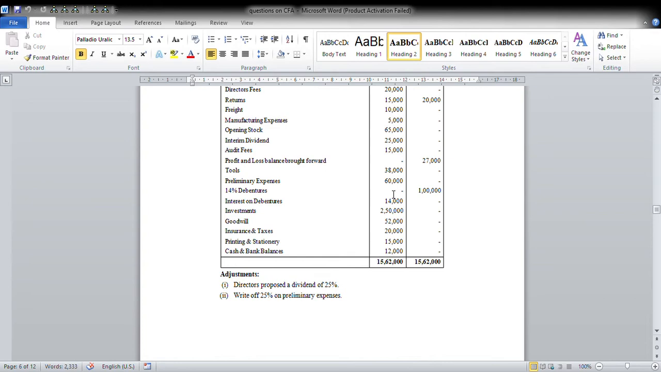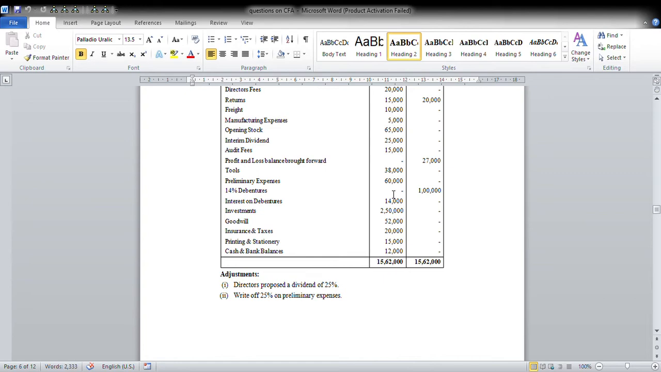Then we have goodwill. Goodwill is a part of intangible assets under the fixed assets. Then we have insurance and taxes, followed by printing and stationery. Insurance and taxes, followed by printing and stationery, will be shown under other expenses in the profit and loss account. Then we have cash and the bank balance, which is a part of cash and cash equivalents under the current assets.